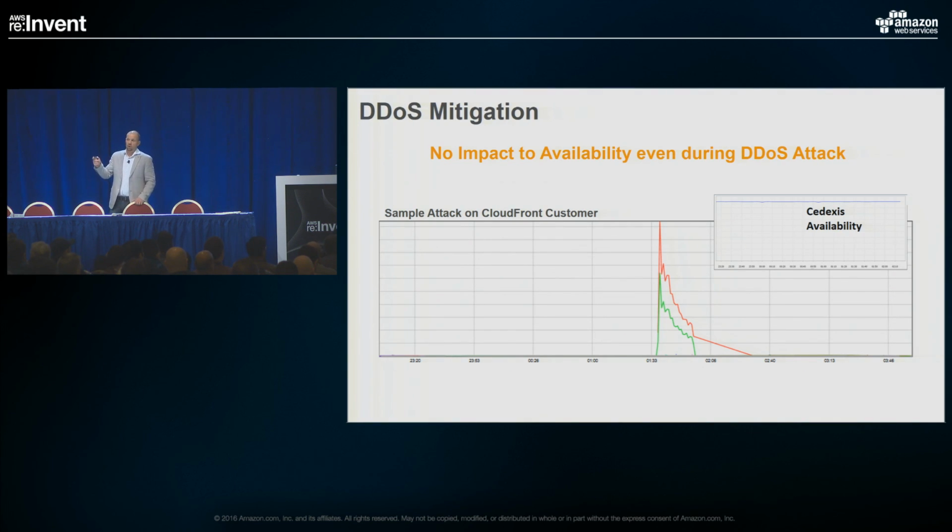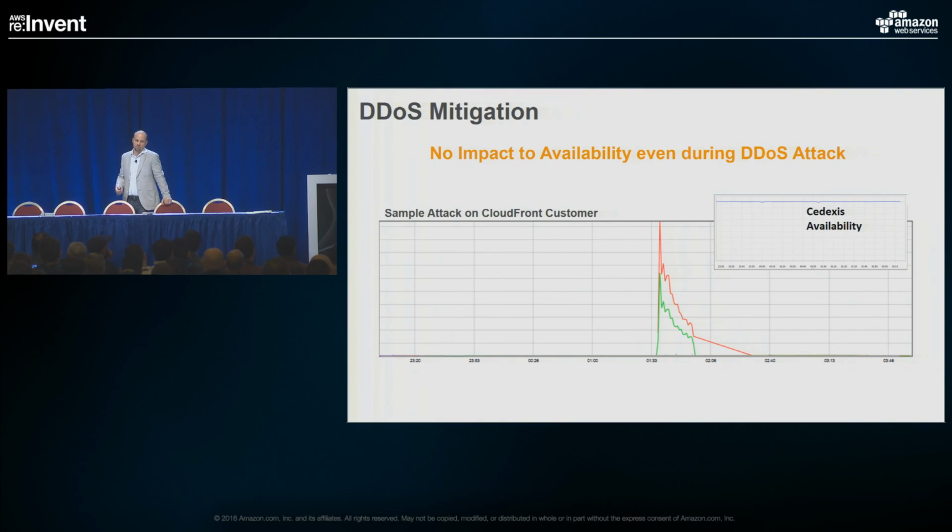So if you are attacked, and if you have a DDoS attack, what does that do to your availability? Well, here's a real example of an attack that happened on a CloudFront customer, and its effect on availability in the smaller graph. The sample attack traffic was noted, and a large spike in traffic over this time period. And as you can see, there's literally no impact to the availability. That's because CloudFront is able to scale, handle the attack traffic, and still deliver the legitimate traffic to the end user.